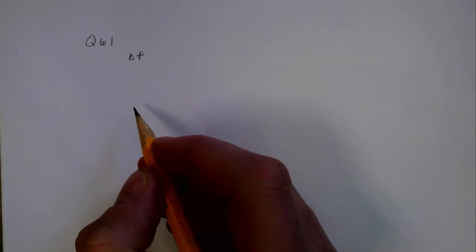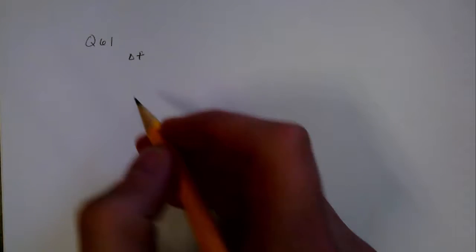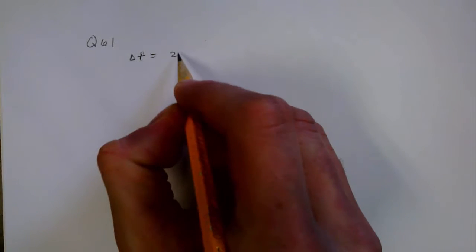An extra example of a problem of relative velocity. So I'm going to do question 61 in your book. I have two ships, ship A and ship B. They're leaving port together for the next 2 hours, so the delta T will be 2 hours.